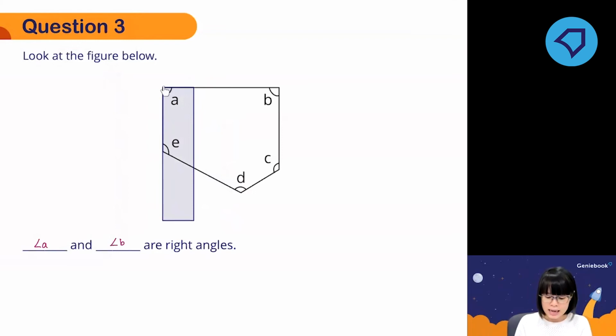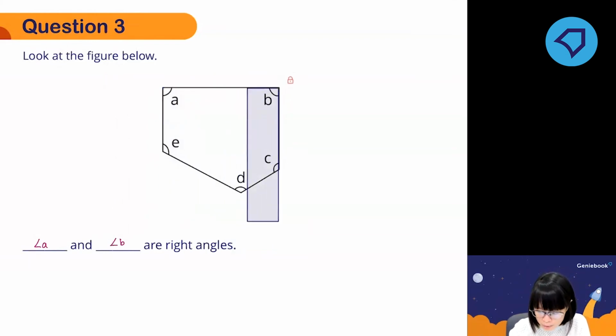You can see that this line and this line fit nicely along the edges of the ruler. Means it is a right angle. Same for B. The 2 lines also fit very nicely at the corner of the ruler. Is there anything that you guys want to check? C, D, and E? Whether it's a right angle? Not too sure?